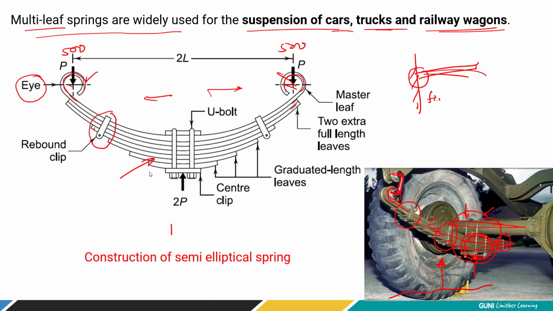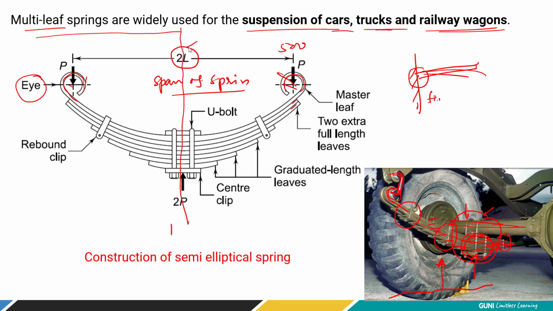Now, students, you have to remember the construction of this semi-elliptical spring. Here it is written 2L. It is a span of spring. It is referred to as the span of spring. So why is it referred to as 2L? In calculation, in mathematical design, we have to consider only the half length. That is L, right?